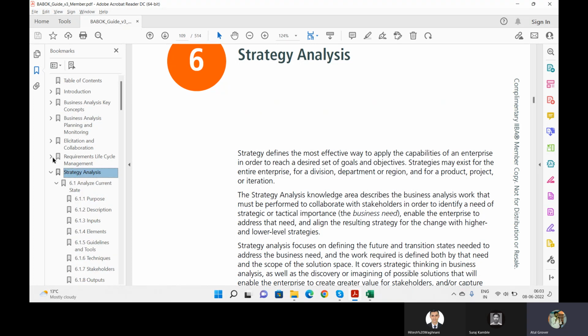Now the next topic is how to develop that. When I say how to develop, I'm not saying what solution I build. It says what method I should follow to develop that. Now if I give an example: I need to pass an exam, I need to do one certification.